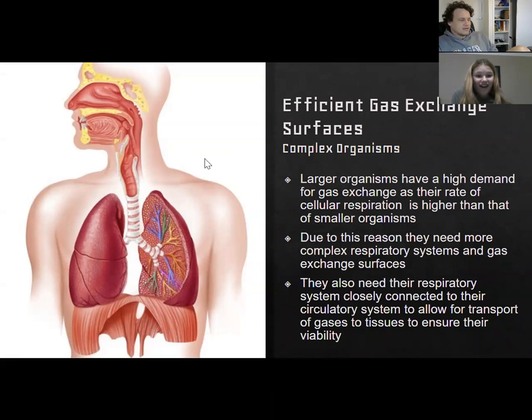So gas exchange surfaces: complex organisms like us have a high demand for gas exchange compared to a small organism. That's because we require more energy. Oxygen is used to produce energy. So we need more complex respiratory systems and gas exchange surfaces.